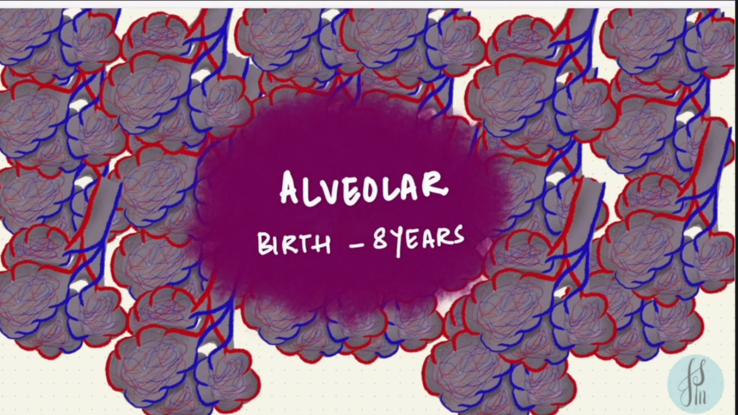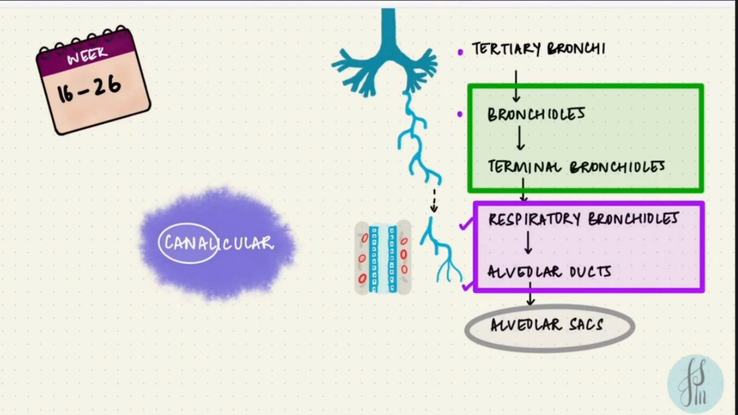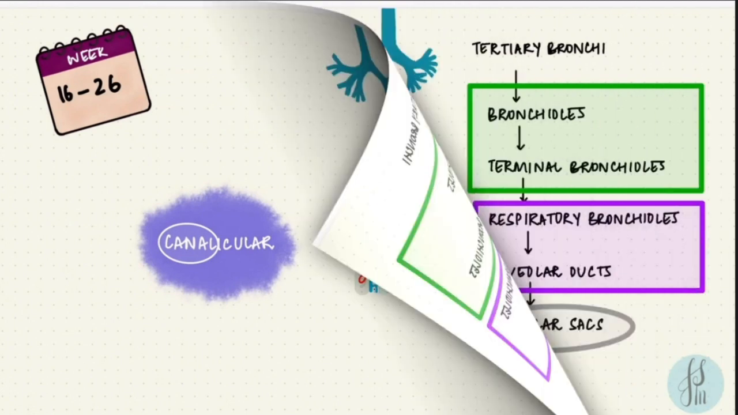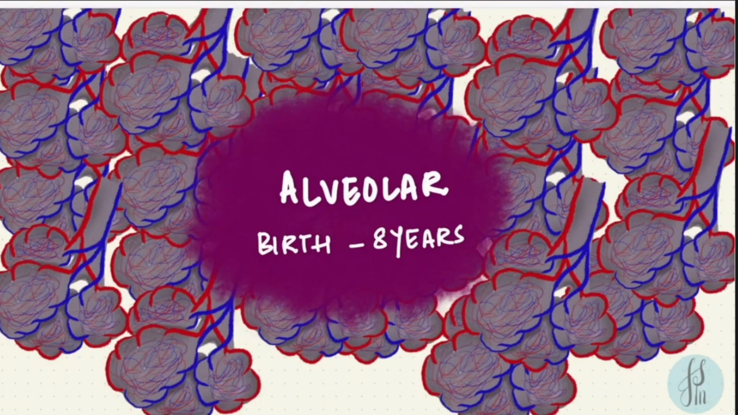So that's the 4 stages of lung maturation: the pseudoglandular stage, when it looks like a gland; the canalicular stage, when it looks more like a lung; the saccular stage, when the alveolar sacs form; and the alveolar stage, when the alveoli proliferate.